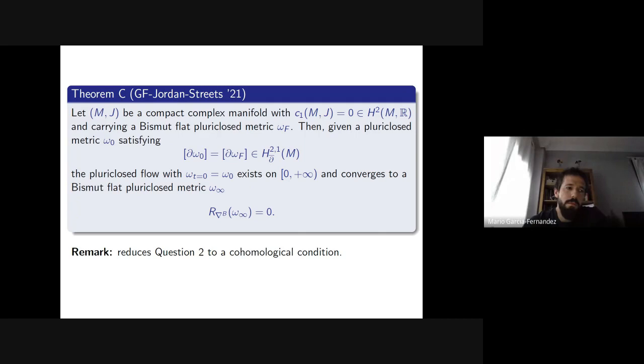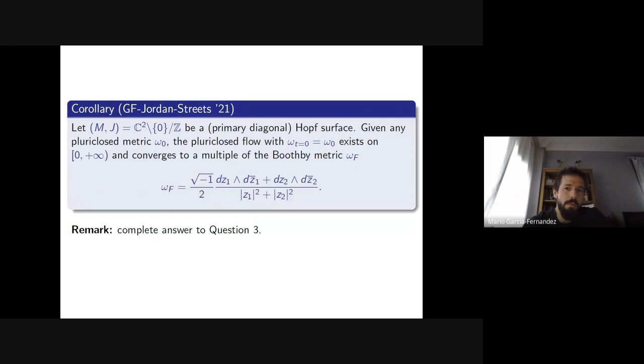Okay. If not, let me specialize this to the case of the Hopf surface. Actually, for Hopf surfaces, we can fully answer the analog of Sau's theorem for this pluriclosed flow. So assume that you have a Hopf surface given by a quotient like this. Then, given any pluriclosed metric omega naught on the Hopf surface, the pluriclosed flow with this initial condition exists for all time and converges to a multiple of the Boothby metric, this explicit metric.